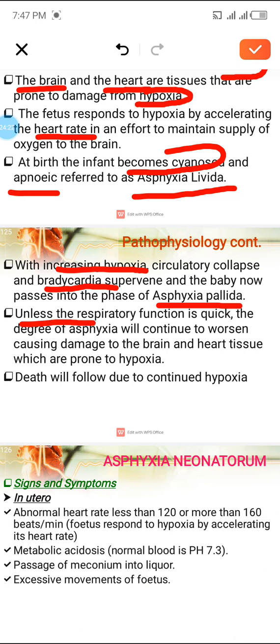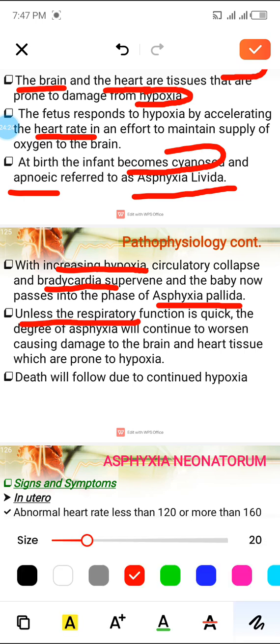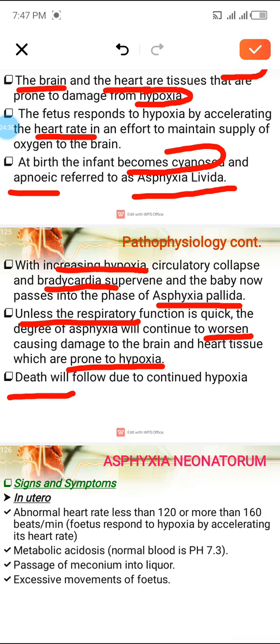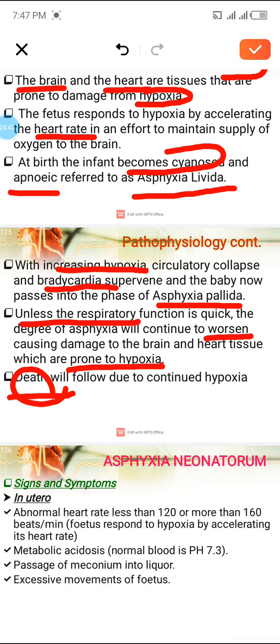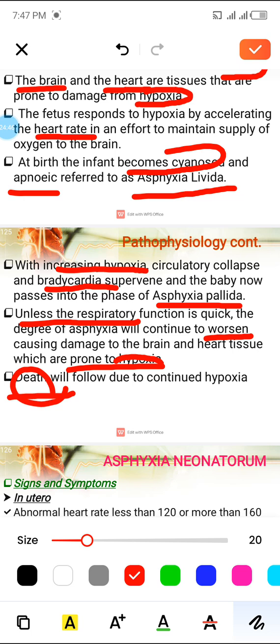Unless quick action is taken, the bradycardia will worsen, the tissue damage will worsen, the hypoxia will worsen, everything will worsen, then eventually death will follow. So this is the end result, death. The issue, if you have noticed, is just hypoxia. We've just dealt with oxygen and carbon dioxide, those two things. Carbon dioxide rises, oxygen reduces. As long as we don't resuscitate, carbon dioxide will keep rising. So this is what will lead to death.